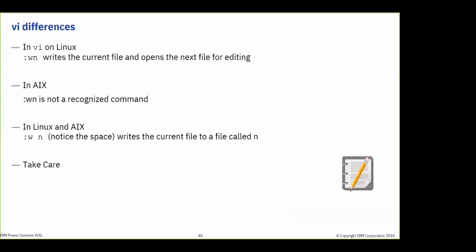Okay, in different versions of operating systems, there are differences. So for example, in VI on Linux, :wn will write the current file and open the next file for editing. So if you say VI star, :w on the first one would just write the first one. If you say :wn, it would write the first one and then open the second one. In AIX, it's not recognized. But in Linux, if you put a space in, then it will write the current file to a file called n, which might not be what you're after. The main thing is just to be aware. I generally will not ever do this. I'll always write the file and then say :n as a separate VI command.